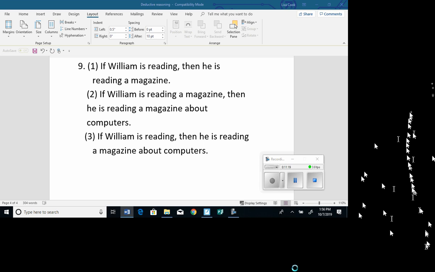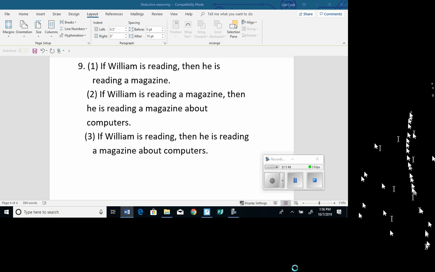Can you guys stop, please? Thank you. We're going to do page 136. For 12 through 17, it says inductive or deductive. Inductive is a pattern. Deductive is taking facts and making a decision. So you can write I or D. And then we're going to go to 23.